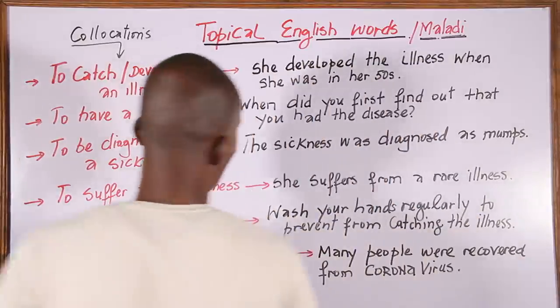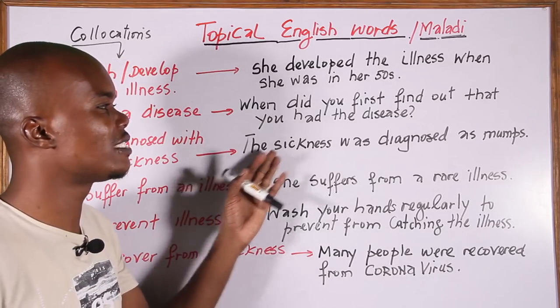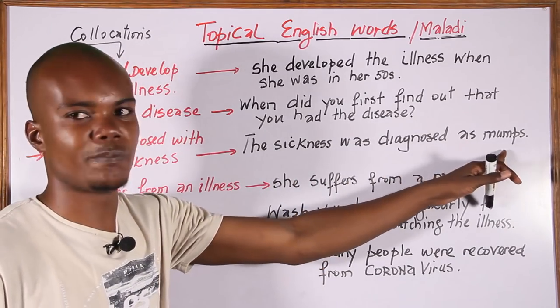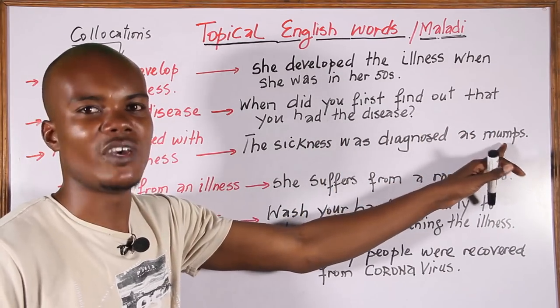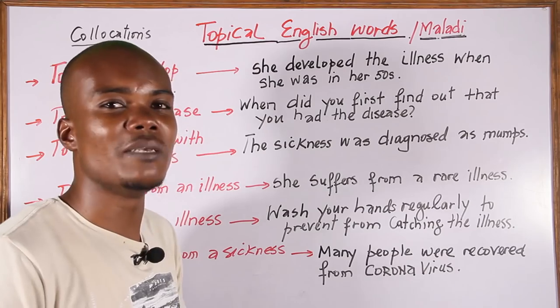Let me give you an example for that. You can say, the sickness was diagnosed as mumps. This sickness was diagnosed as mumps. They did an analysis on the person and then saw that it was mumps.